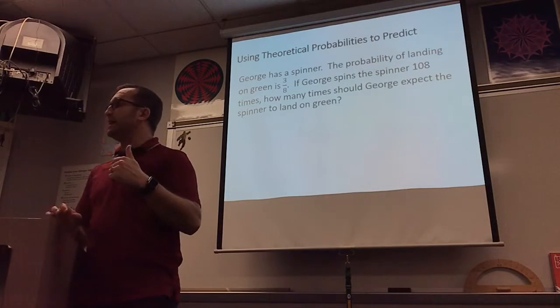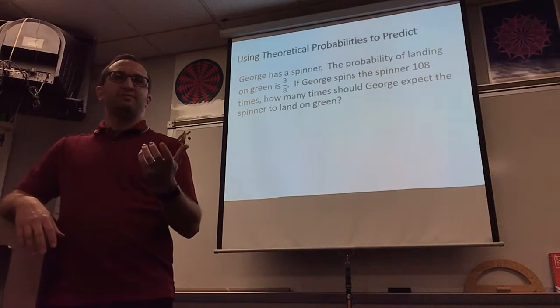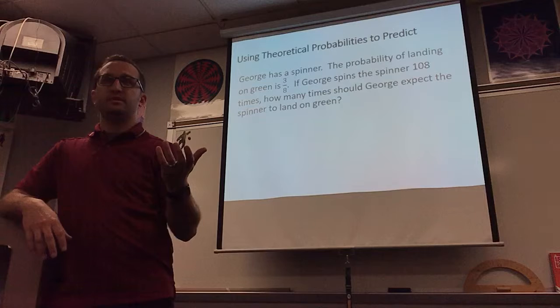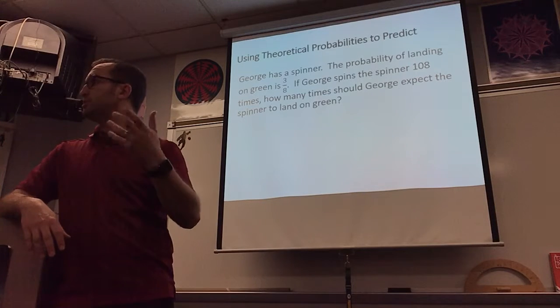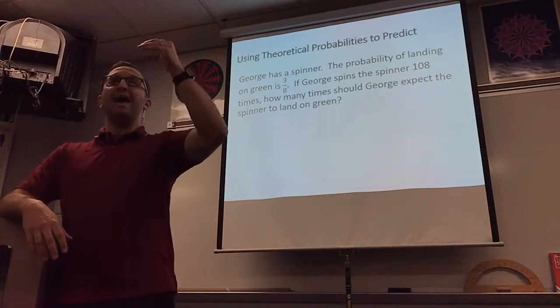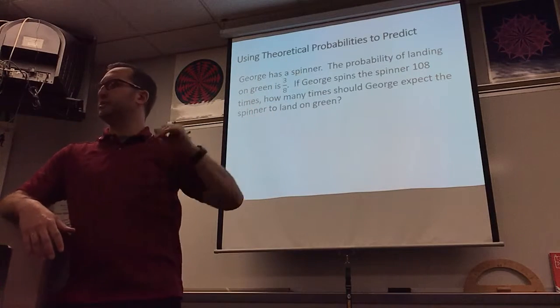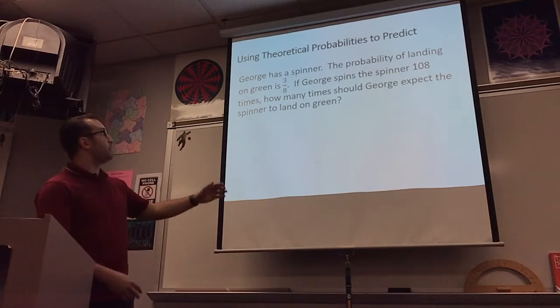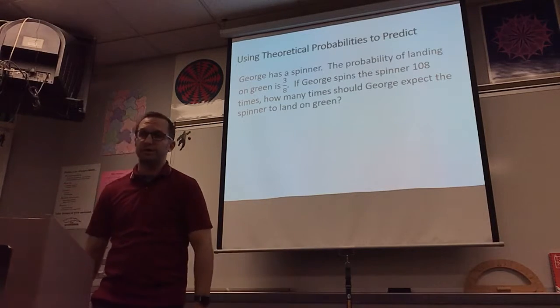Flip a coin and land on heads. The probability of a coin landing on heads is 1/2, right? If I flip it 100 times, then it should land approximately 50 times because that's half of 100. That's using probabilities to make a prediction. We have a couple problems where we're going to use probabilities to make predictions.